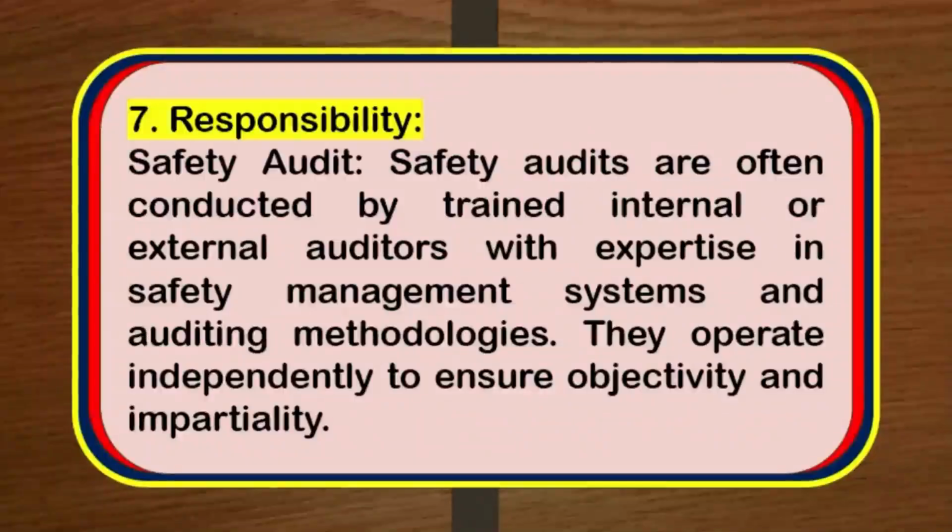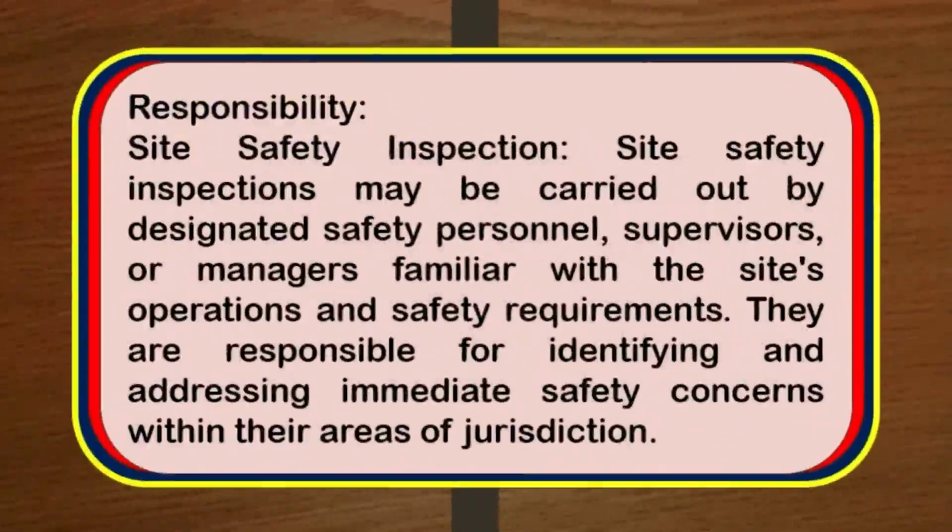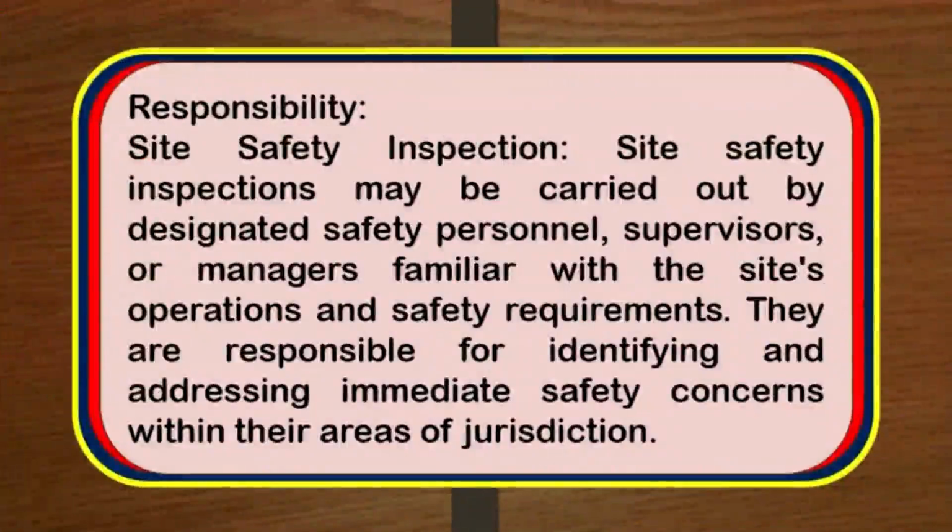They operate independently to ensure objectivity and impartiality. Whereas site safety inspections may be carried out by designated safety personnel, safety supervisors, safety officers, or managers familiar with the site's operations and safety requirements. They are responsible for identifying and addressing immediate safety concerns within their areas of jurisdiction. So this is another big difference of responsibility between safety audit and site safety inspection.